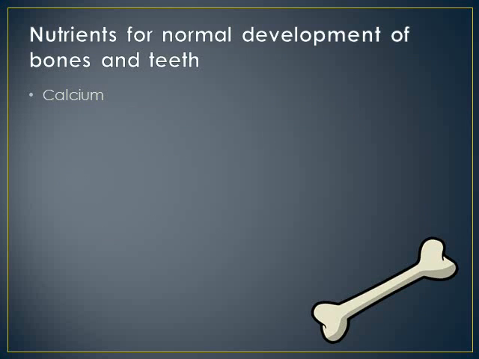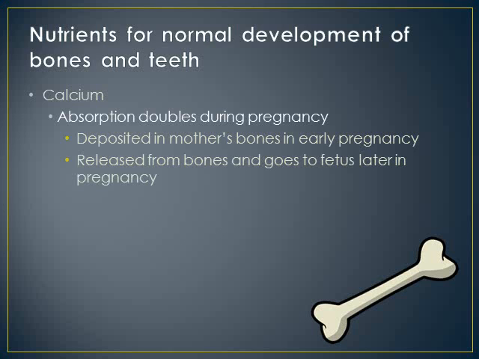So there are other nutrients that are important for normal development of bones and teeth. So we always think about calcium and vitamin D. But phosphorus and magnesium are also important, and this slide is going to touch on calcium and vitamin D specifically. Calcium absorption doubles during pregnancy, and at the beginning of pregnancy, this calcium is deposited in the mother's bones, so it's really increasing her bone health and bone density. Later in pregnancy, calcium is going to be released from the bones and then goes to the fetus. So then her bone density is decreasing later in pregnancy.